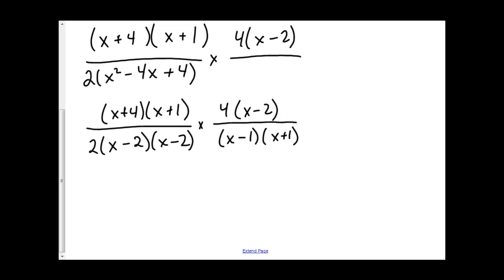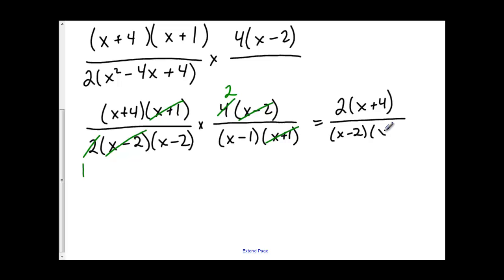My last step is to look at all of my factors and look for things I can cancel. I may cancel anything that's on the top with anything that's on the bottom. So I'm going to cancel my x minus 2's, I'm going to cancel my x plus 1's, and I'm going to cancel a 4 and a 2, which is going to leave that as a 1, and that as a 2. My final step is to write any remaining factors. So here I've got a 2 on the top, and I've also got an x plus 4. On the bottom, I've got an extra x minus 2, and a remaining x minus 1.